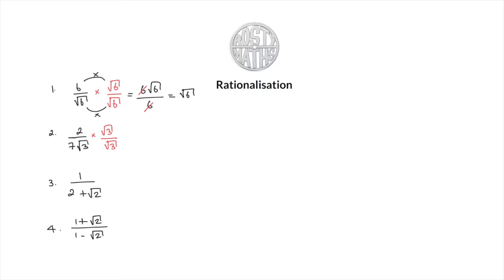We do our denominators just like we did on the top. So no need to scaffold it like this. You know what's going on. 2 times root 3 gives me 2 root 3. And then down at the bottom, that 7 will still stay there. But root 3 times root 3 is 3. So that's going to be 7 times 3.